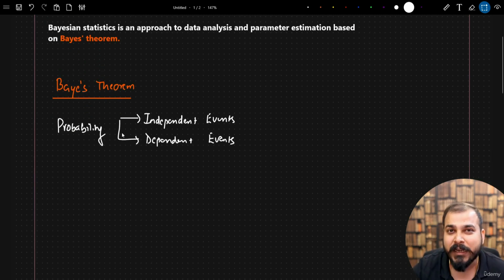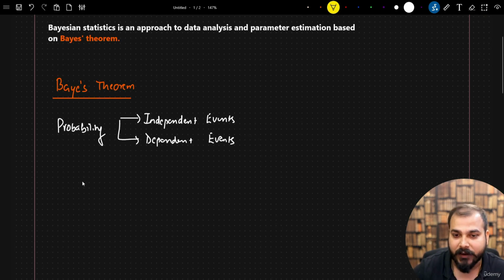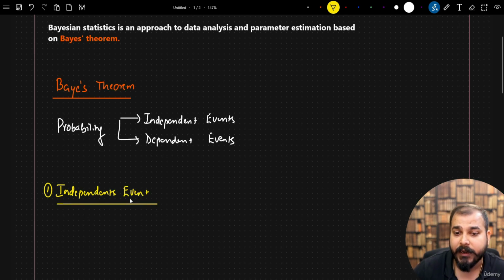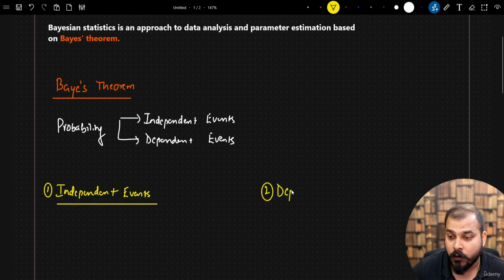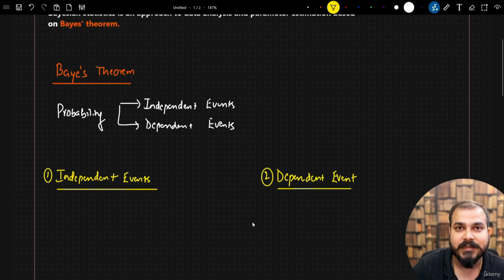So in Bayes theorem, first of all, we need to discuss a probability concept like independent events and dependent events. Number one, we will talk about independent events, and obviously I will be showing you a lot of examples. So this will be independent event. The second one that you really need to know is about dependent event. So what exactly is independent event?